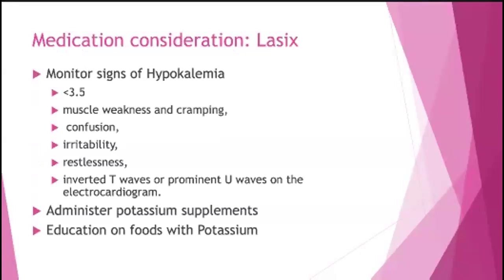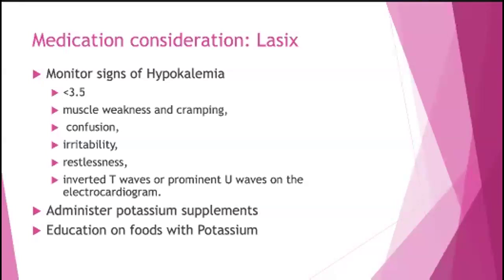Lasix considerations. So furosemide, which is Lasix, is a loop diuretic used to reduce fluid load in children with heart failure. It decreases pulmonary congestion and eases the heart's workload. Monitoring for low potassium is important. Signs of that would be muscle weakness or cramps, irritability, restlessness, and confusion. We can see inverted T waves or prominent U waves on our EKG.